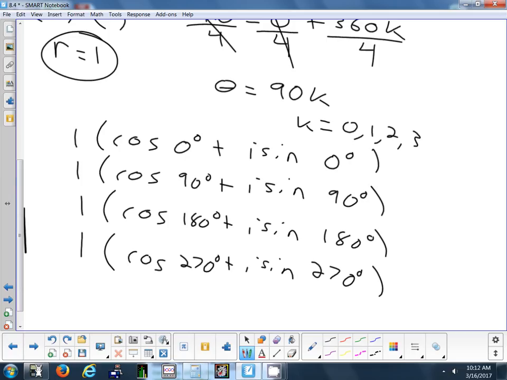Now, if they wanted the answers in standard form, it's a little time consuming, but you just have to type each one of them in. Or if you know the answers, we can do it in our head. What's the cosine of 0? 1. That's 1. What's the sine of 0? 0. i times 0 is gone. And what's 1 times 1? 1. So one of the 4th roots of 1 is 1. 1 times 1 times 1 times 1 is 1.